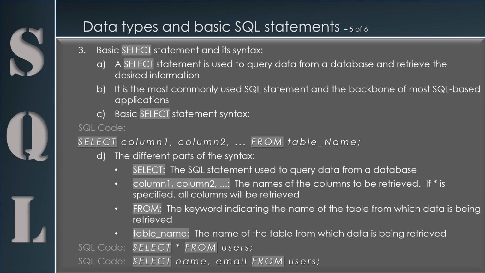Then we have the different parts of the syntax that you need to understand. The first thing is the select. Then we are going to identify the columns. From is again where the table name goes. So you can have a SQL code like select star from users. It will give you everything about the table users, or you can identify the columns like select name, email from users. So these are the two examples.